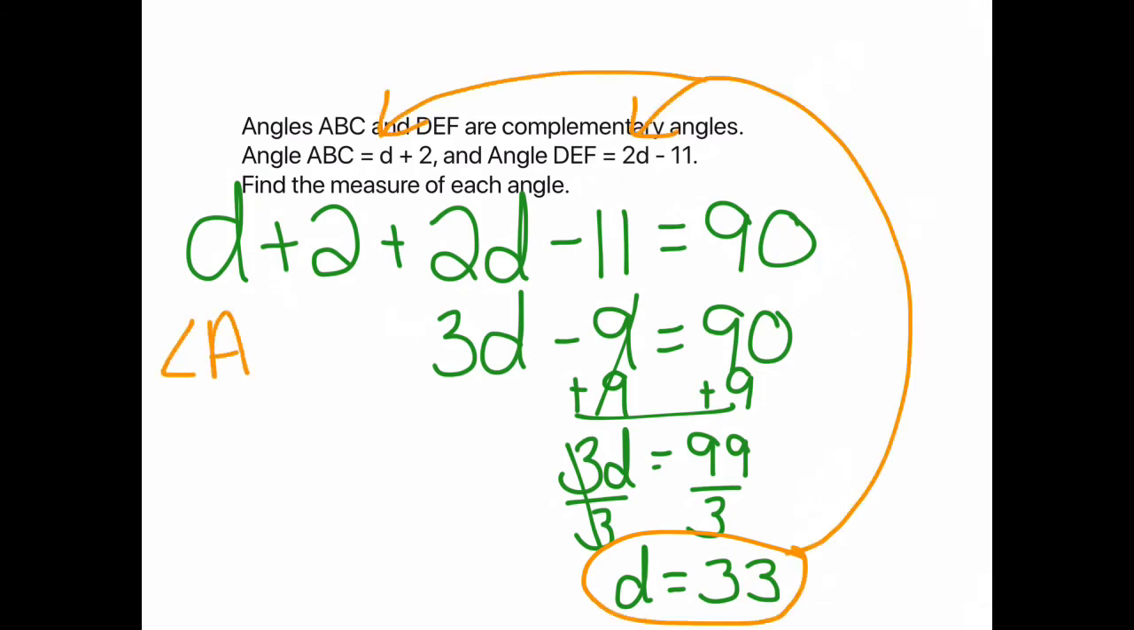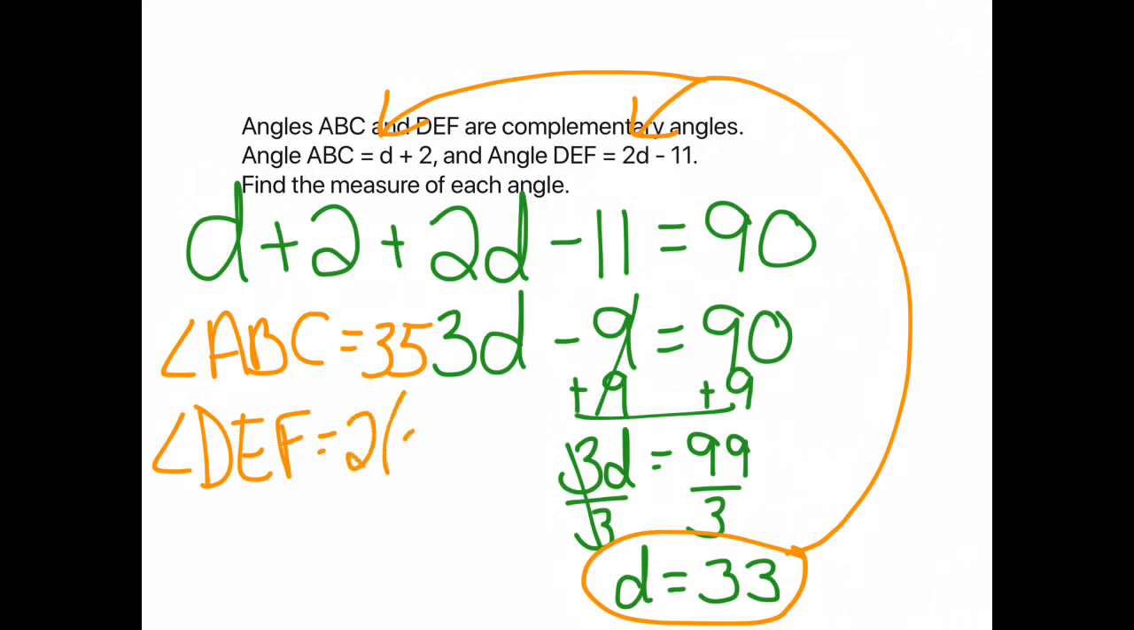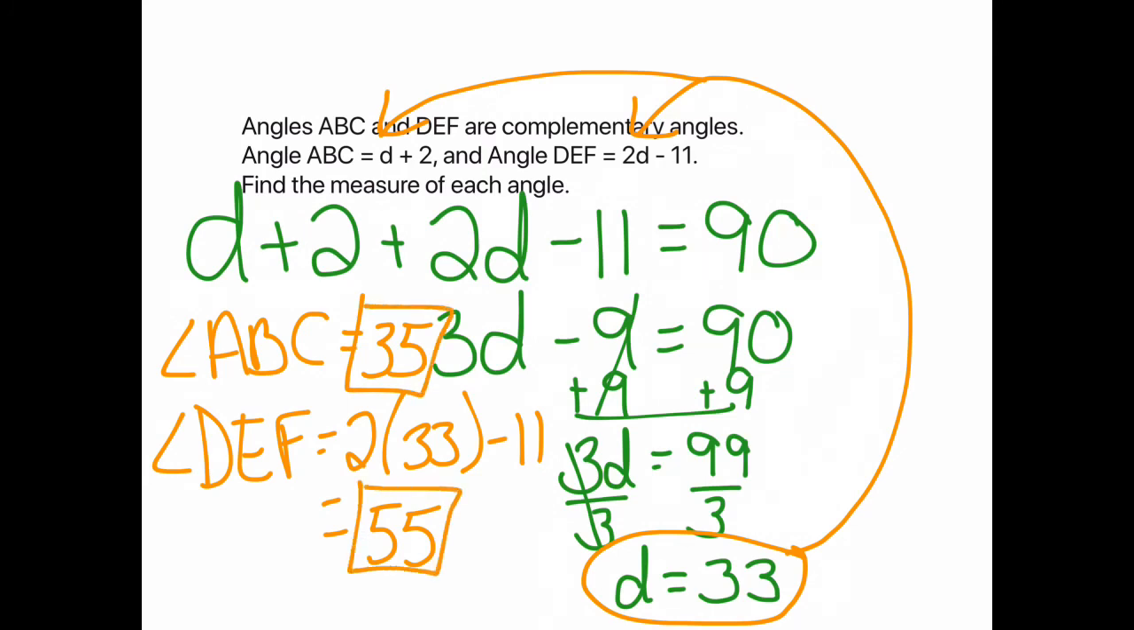So for angle ABC, I have D plus 2. So 33 plus 2 is 35. And for angle DEF, I have to plug that in, and I will get 2 times 33 minus 11, which will give me 55. And you can double check because 35 plus 55 does add up to 90. So I know that those are the right answers.